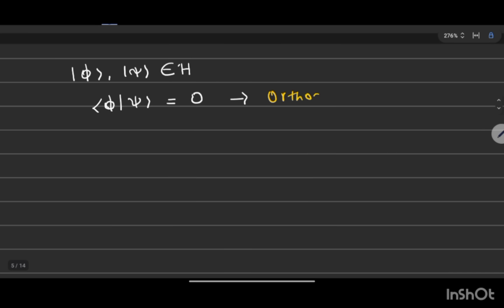Let's discuss two more properties of vectors from the Hilbert space. If I take two vectors ket phi and ket psi from the Hilbert space, and it turns out that the scalar product between these two vectors is 0, then these vectors are called an orthogonal set of vectors.